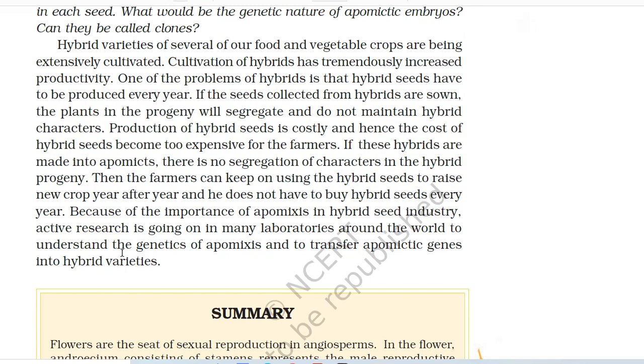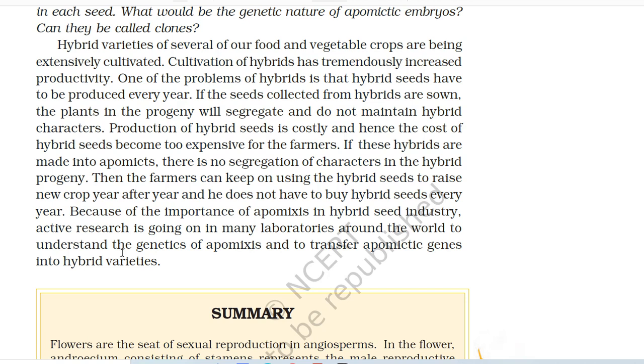Hybrid varieties of several of our food and vegetable crops are being extensively cultivated. Cultivation of hybrids has tremendously increased productivity. One of the problems of hybrids is that hybrid seeds have to be produced every year. If the seeds collected from hybrids are sown, the plants in the progeny will segregate and do not maintain hybrid characters. Production of hybrid seed is costly and hence the cost of hybrid seeds becomes too expensive for the farmers.